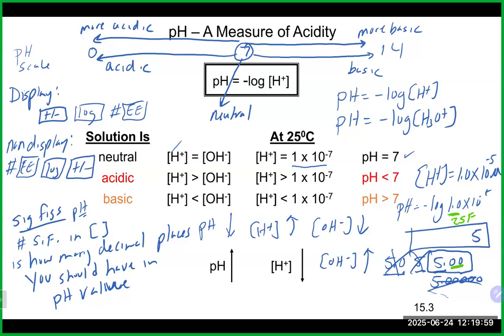If you had 5 sig figs, you would go 5 decimal places. Yeah, I guess so.